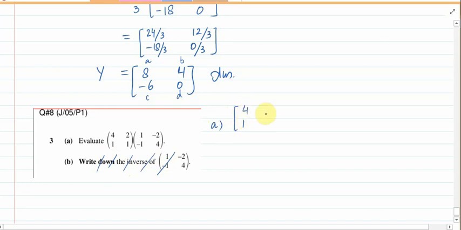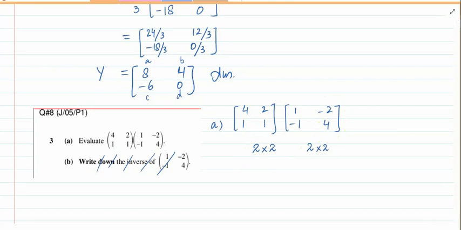4, 1, 2, 1, 1, minus 1, minus 2 and 4. First step, you need to identify whether multiplication is possible or not. For that purpose you need to find the order of a matrix. So it is 2 by 2 on the left side and 2 by 2 on the right side. Right? Our condition is satisfied, these two are equal. So you can multiply the matrices.